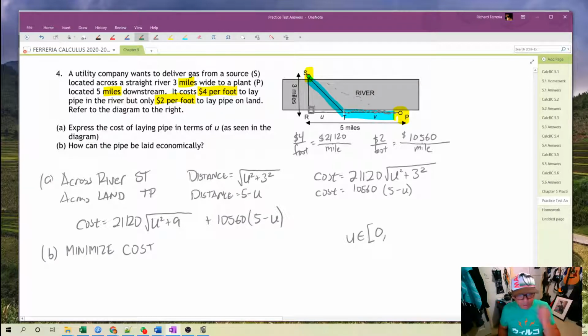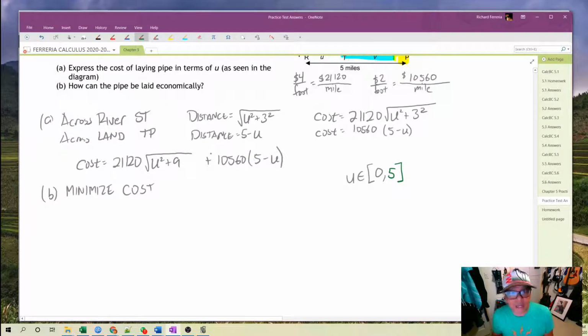The biggest that u could be would be, well, what if we go all the way across the river with the pipe? That means v is equal to 0 and u equals 5. And that probably is not the most economical way because we're laying down pipe across the most expensive part, the expensive price for the entire way. So it looks like u should be somewhere between 0 and 5. So we're going to have to test that in our candidate test. So minimize the cost. Let's find the derivative of cost, C prime of u.